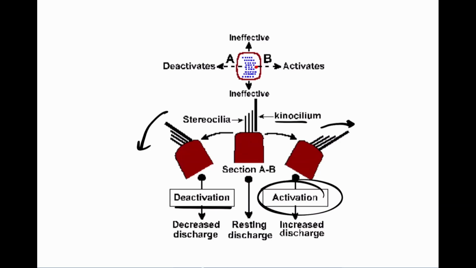So even though only one of them has an increased discharge, the opposite direction has a decreased discharge, which is also sensed by our brain, so we know what direction we're going in, based off of which way the stuff bends. If the stereocilia bend towards the kinocilium, we activate it. If the kinocilium bend towards the stereocilia, you get deactivation.